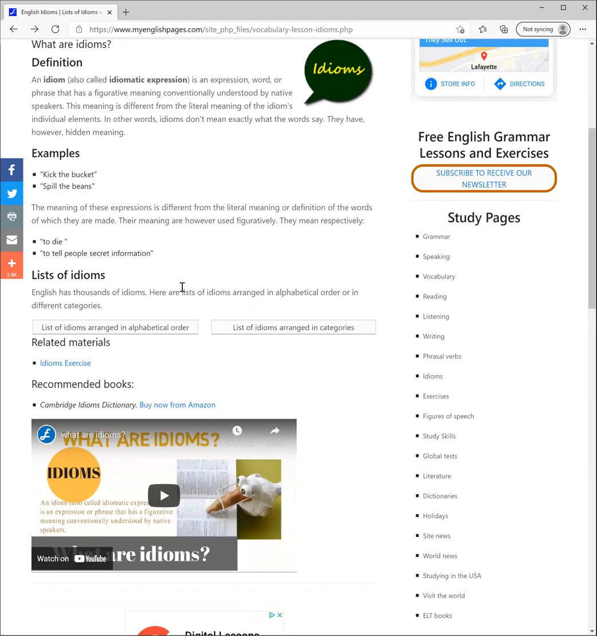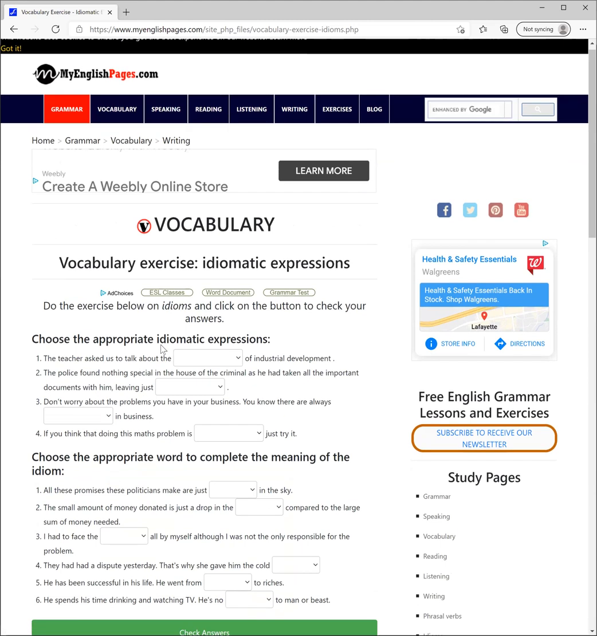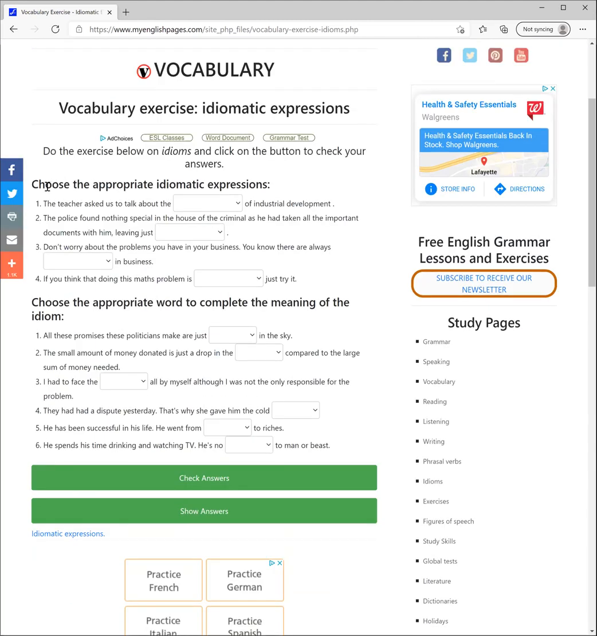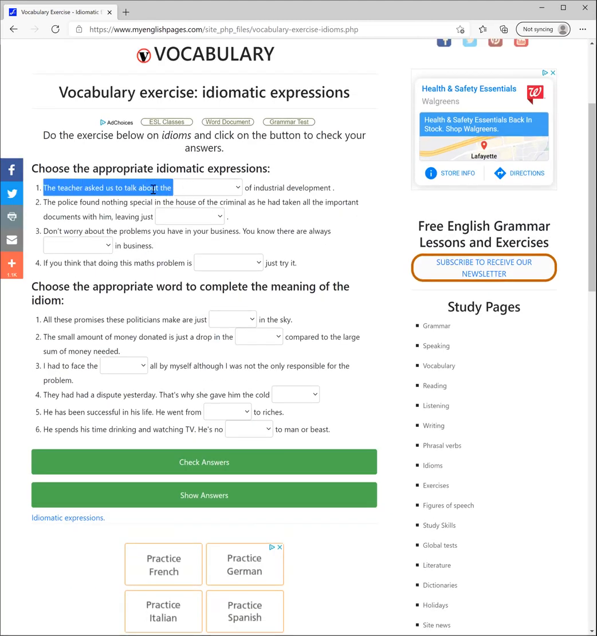English has thousands of idioms, and here are some lists of idioms. So we can do an exercise here. It says the teacher asked us to talk about the blank of industrial development. You can pause the video and try to see the answer.